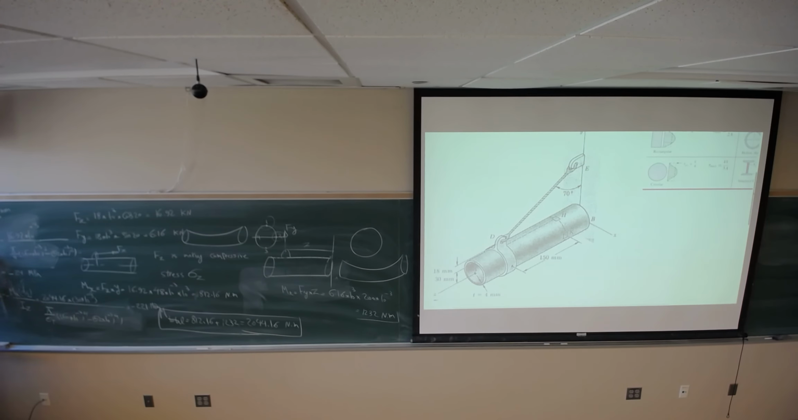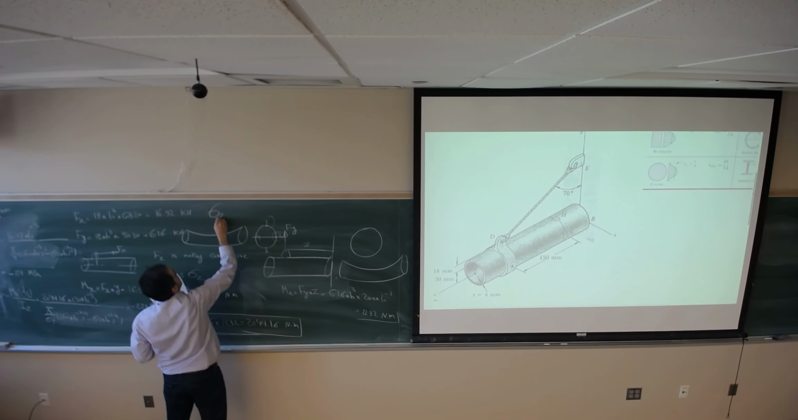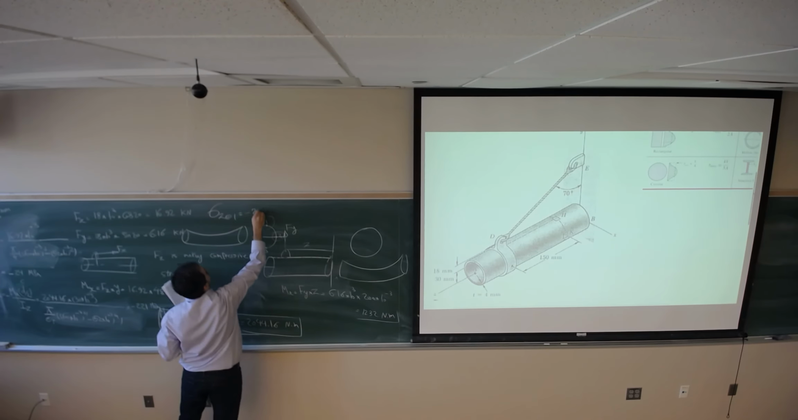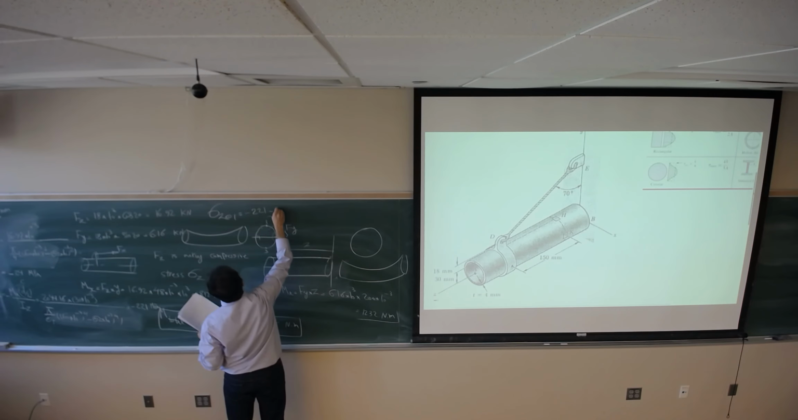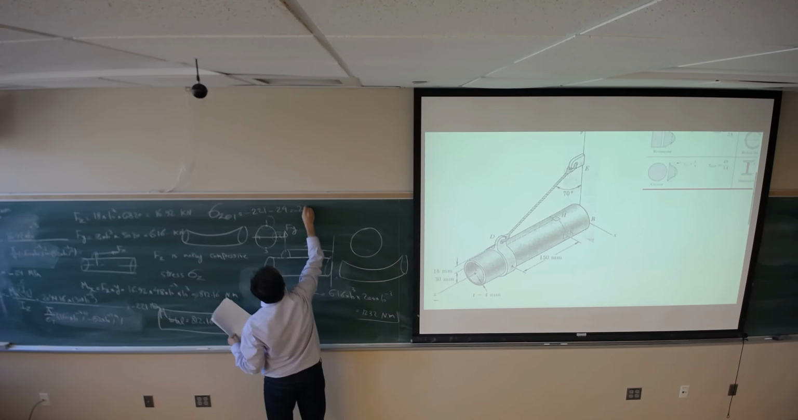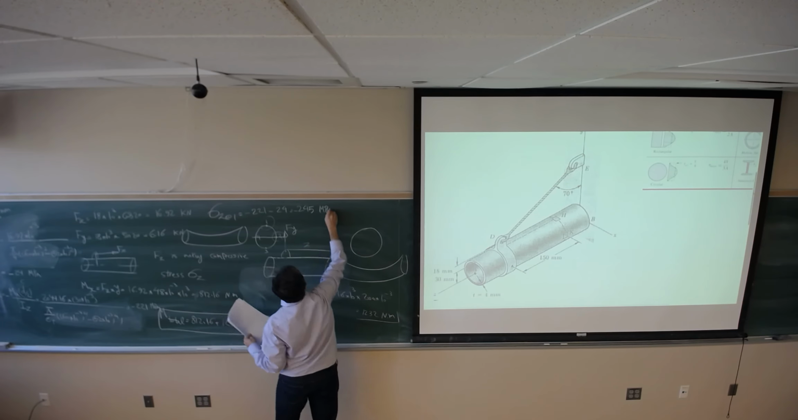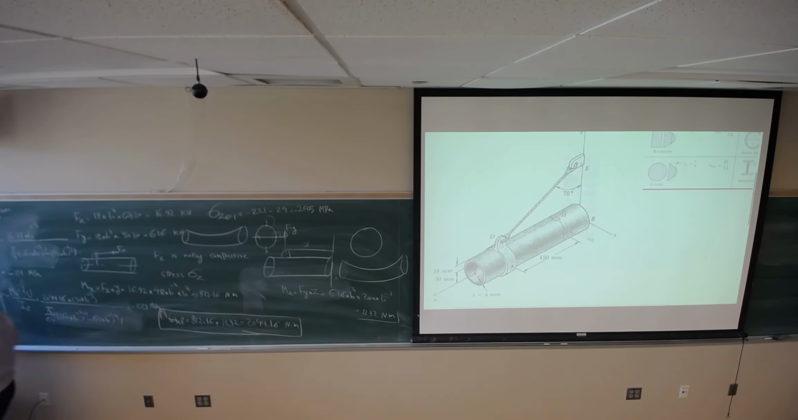I got negative 24 here, negative 221 here. Sigma z at point 1 is going to be negative 221 plus negative 24, negative 245 megapascal. And that's point 1 at B. It's the point which is gonna see the maximum stress. Any questions so far?